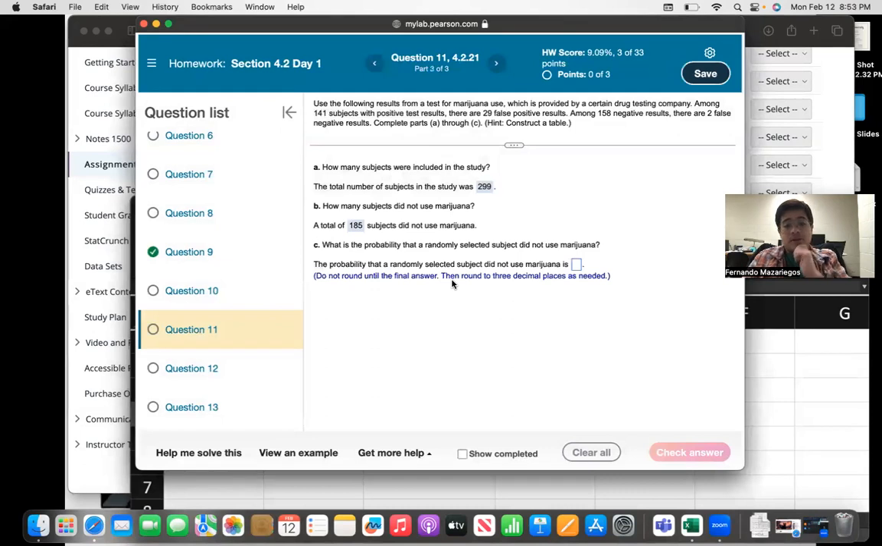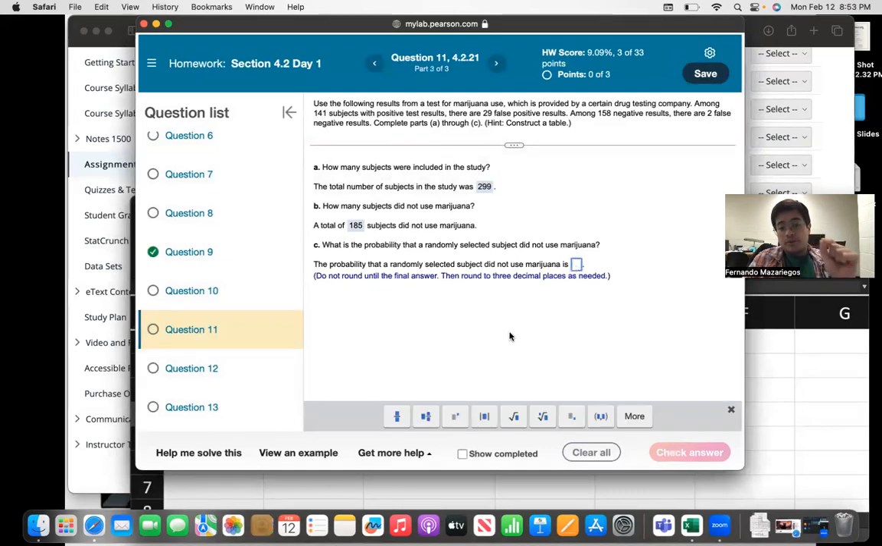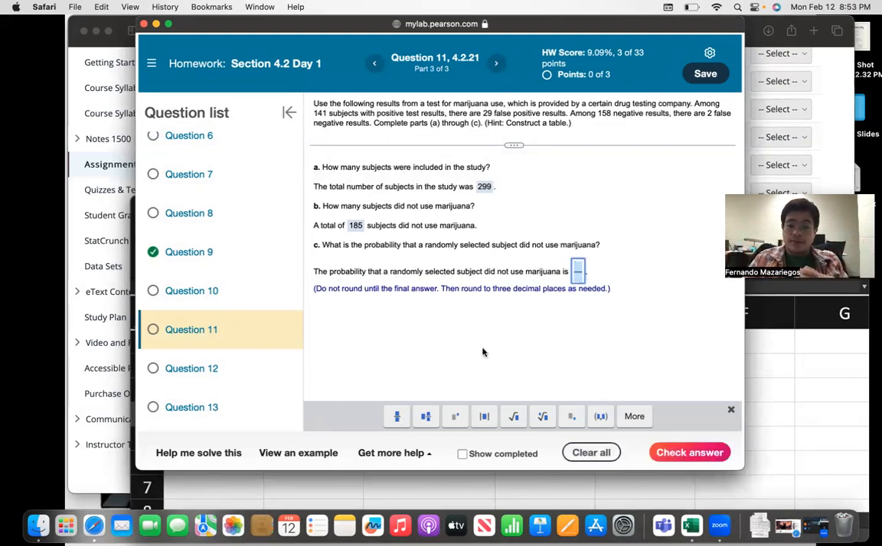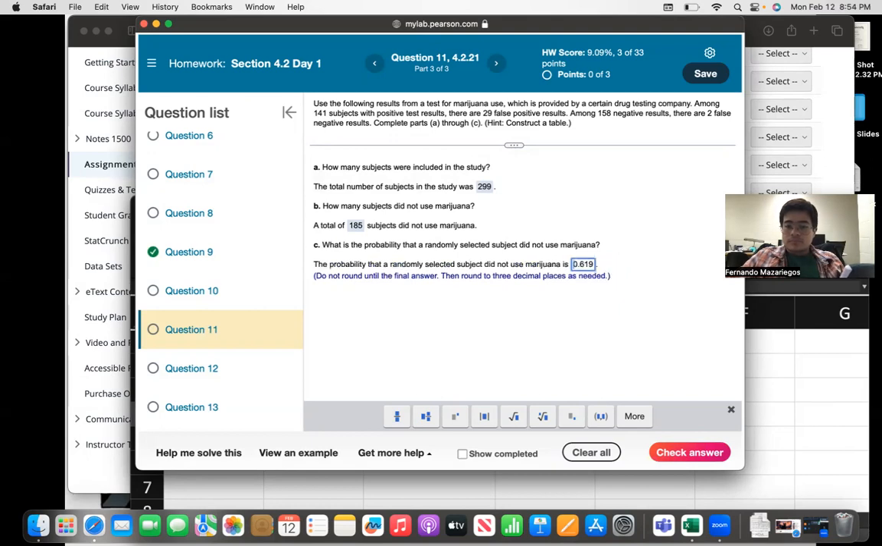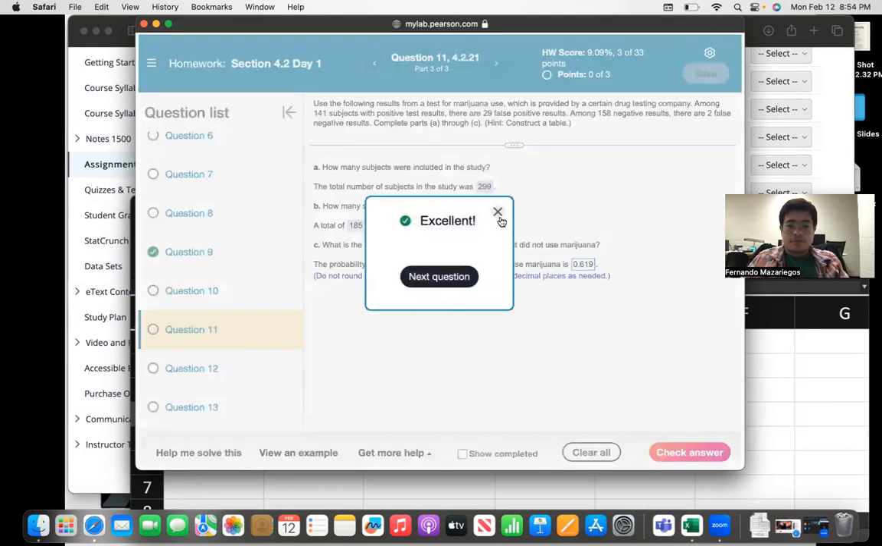And what is the probability that a randomly selected subject did not use marijuana? So we know this basic concept of probability. I want a quotient. The numerator is the amount of subjects who did not use marijuana, which we know is 185 from the previous question. And we divide this by the total amount of subjects, which is 299. So this is 0.619. Do not round the final answer; use up to 3 decimal places. Perfect.